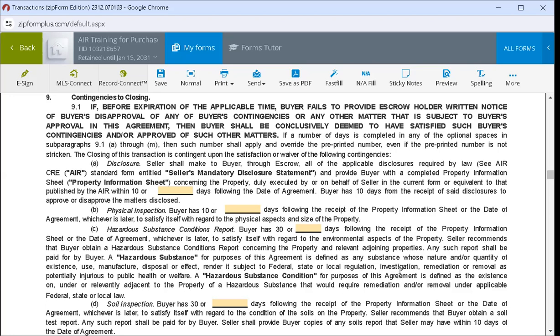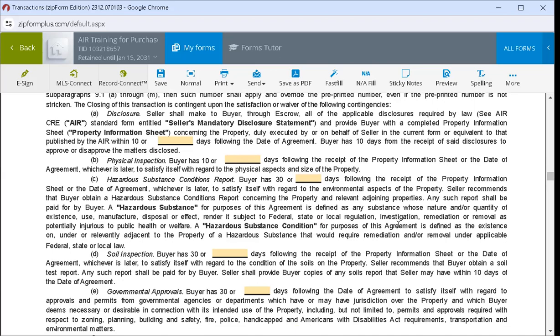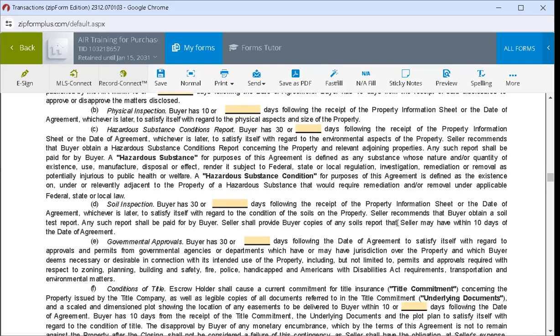Hazardous substance and condition report. The buyer has 30 days following the receipt of the property information sheet or the date of agreement, whichever is later, to satisfy itself with this environmental. Soil inspection, the buyer has 30 days following receipt of the property information sheet to satisfy themselves with this.